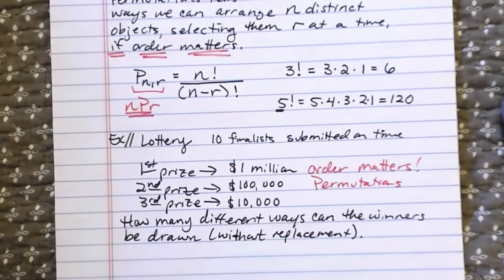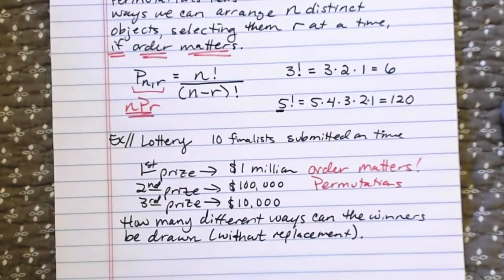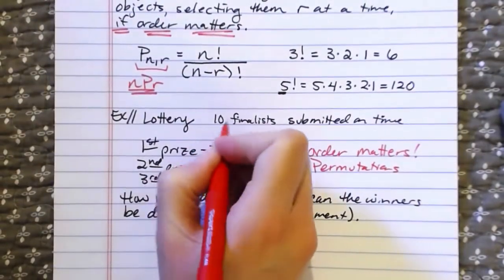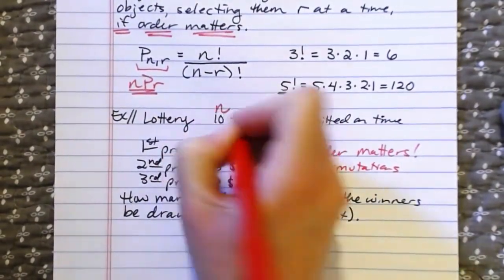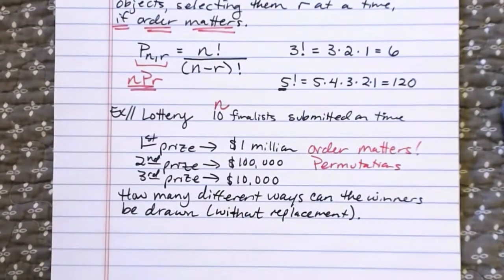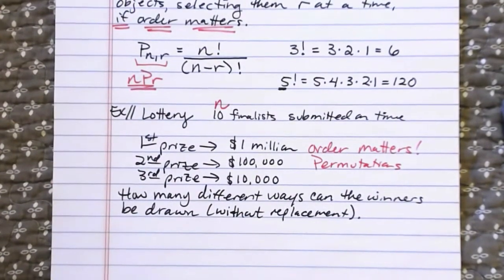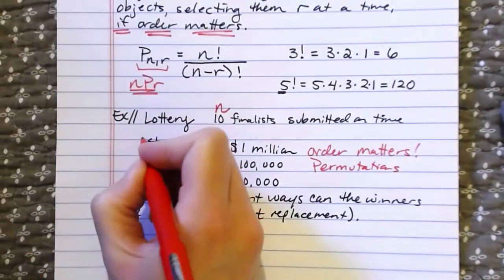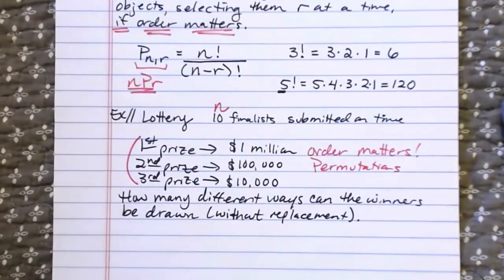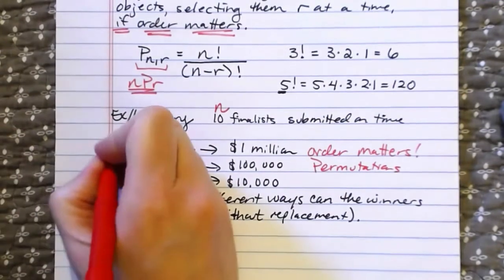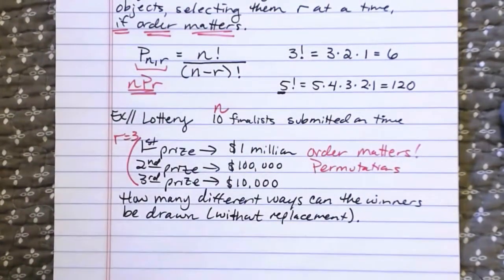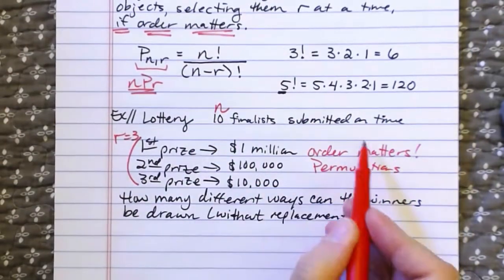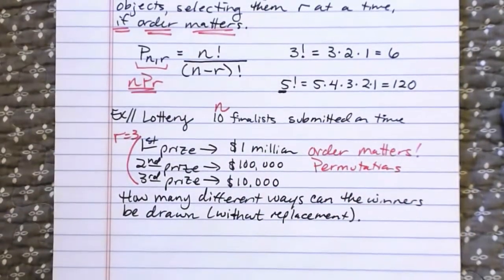So the n is the number of objects you're choosing from. And in this case, we had 10 finalists who submitted their entries on time. So that's the number of tickets that we have to choose from. We can pick from only those 10. How many things are we choosing? Well, we're choosing 3 grand prize winners. So our r is equal to 3. We are choosing 3 individuals from a group of 10, and order matters.